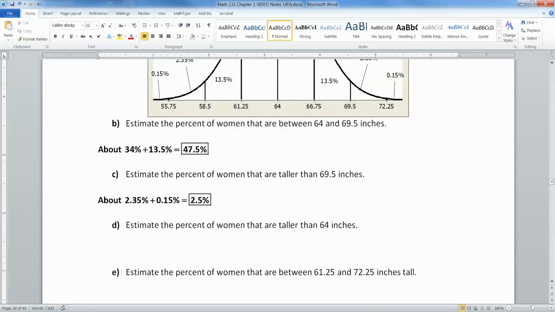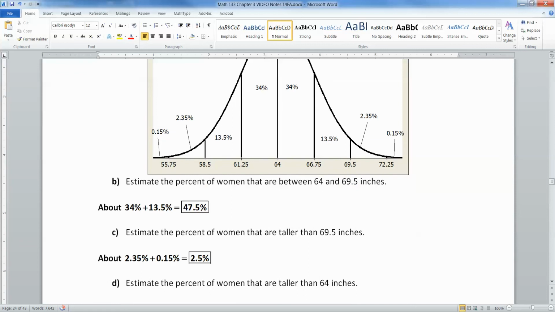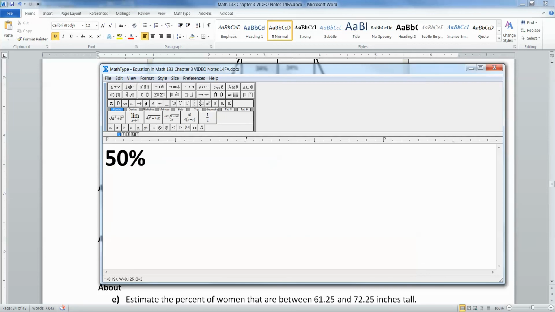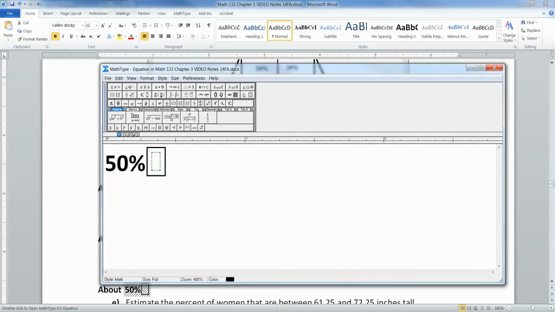Now, the percentage of women that are taller than 64. Well, that requires almost no effort at all because the entire curve makes 100%, right? And 64 is the middle. So the percentage of women that are taller than 64 would be 50, right? So about 50%. Or if you like, you could add up all of these four numbers and you're going to get 50.